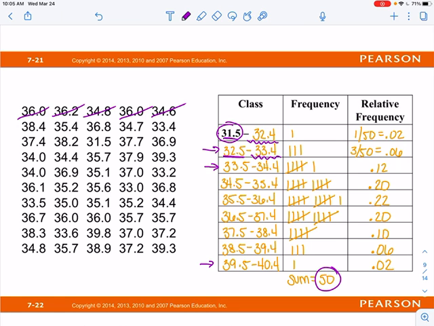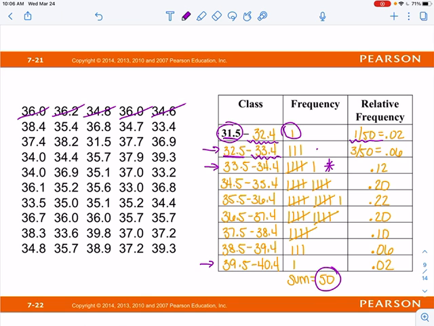So for relative frequency, there was one person between 31.5 and 32.4. That's how I got 1 divided by 50, which comes out to 0.02. Next one, 3 divided by 50, 0.06. I just didn't write out all the other ones. For 36.5, the one I'm putting the purple star next to right now, that would be 6 divided by 50, and so on and so forth. That's how you get all of your relative frequencies.